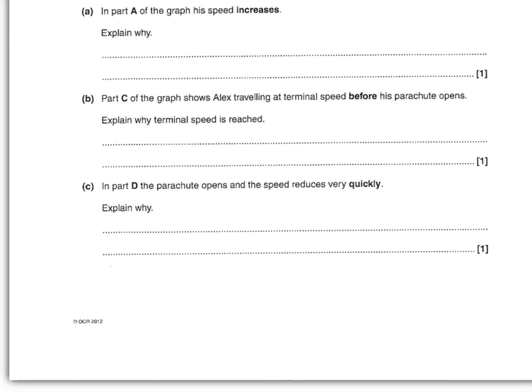In part D, the parachute opens and the speed reduces very quickly. Explain why. And again, you need to be comparing drag and weight. So the drag is much greater than the weight, or we could say the upward force is much greater than the downward force. But you don't get a mark for just saying the forces are unbalanced. You have to talk about the fact that the upward force is much greater than the downward force.